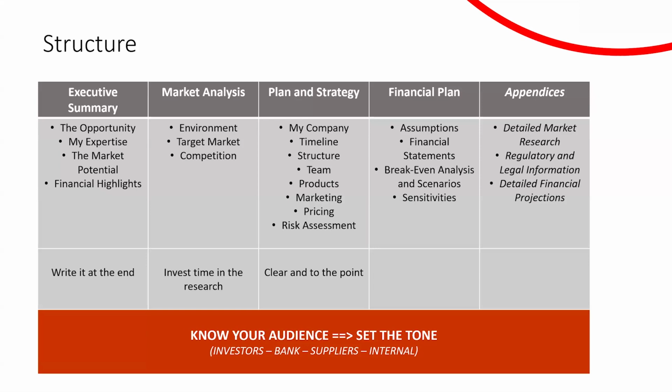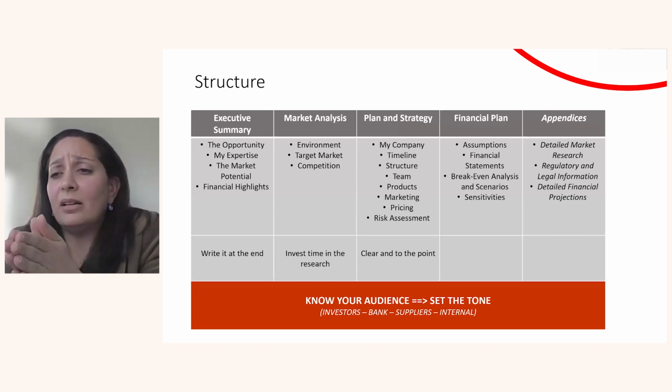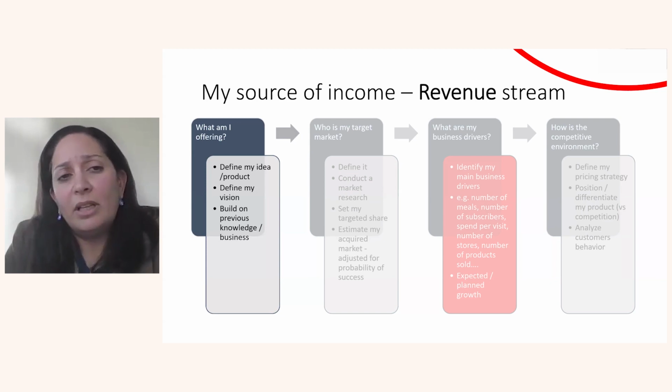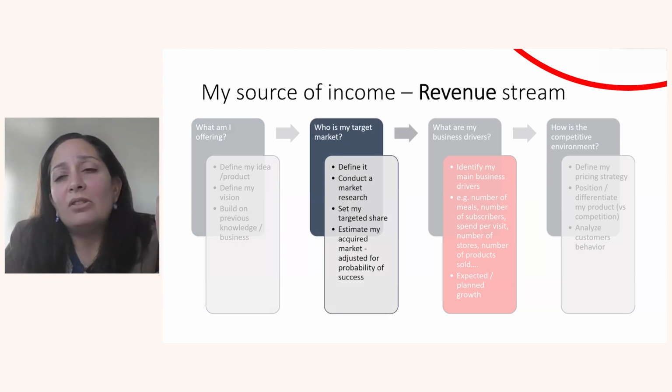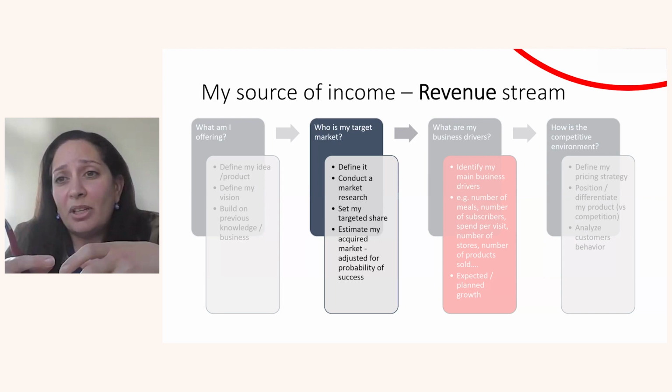What is your plan here? How is your company going to be structured? What timeline are we talking about? So all this has to be put in your plan. So the first thing I need to do is to know exactly what I am offering, okay? What am I going to sell? From this market research that I have done, you need to have a certain understanding of the market and you need to have a target which you will adjust for probability down the line.